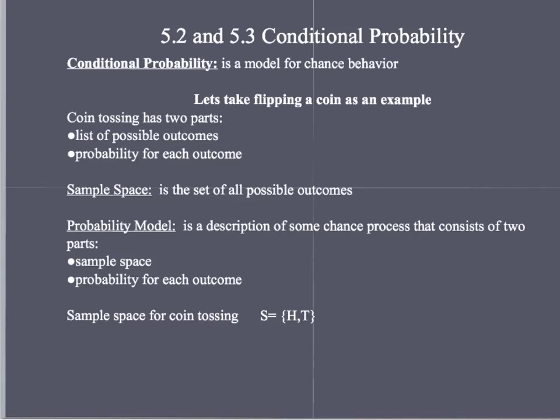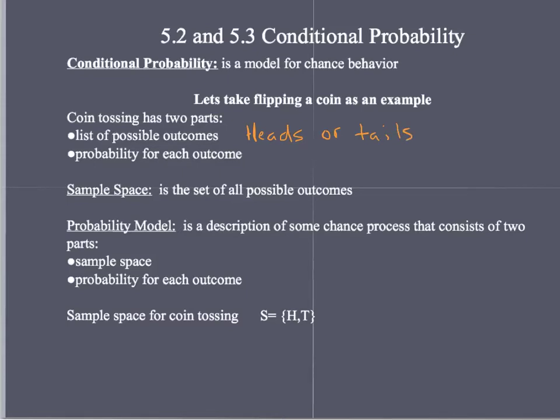Conditional probability is a model for chance behavior. Let's take flipping a coin as an example. Coin tossing has two parts: a list of possible outcomes, which in this case would be heads or tails, and a probability for each outcome.